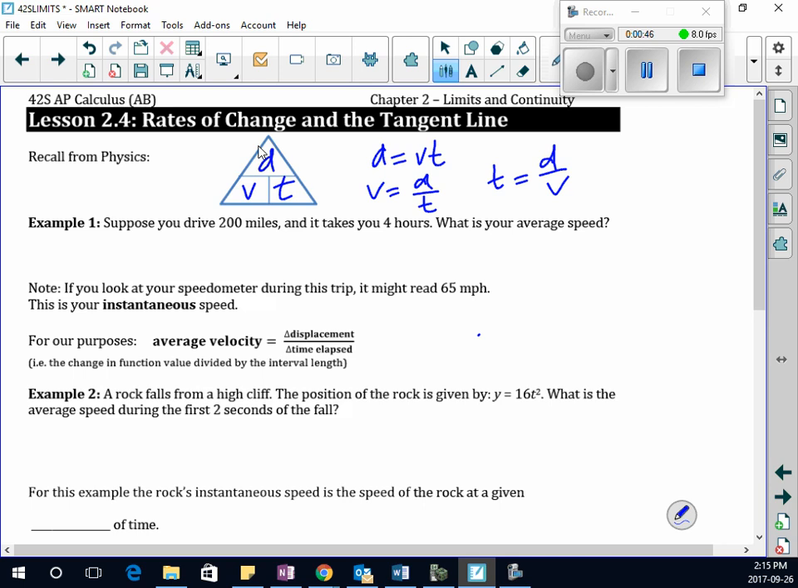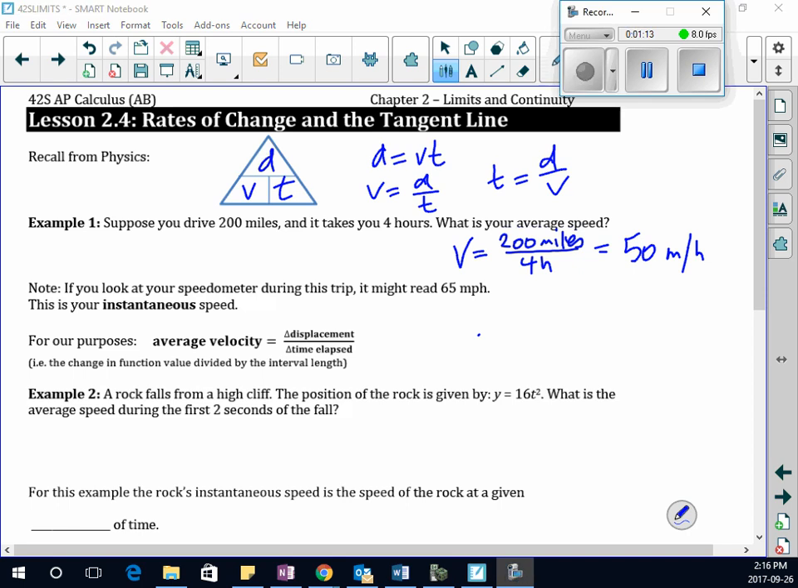So if you want to drive 200 miles and it takes you 4 hours, what's your average speed? Will you take your distance and divide by time? It actually wouldn't work for time. So it would be 50 miles per hour. Yes? It wouldn't work for time because time equals velocity for t.